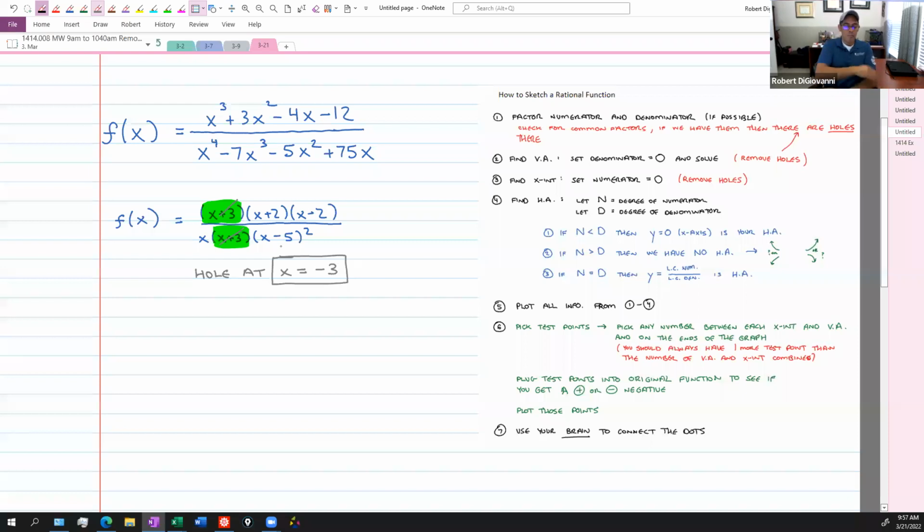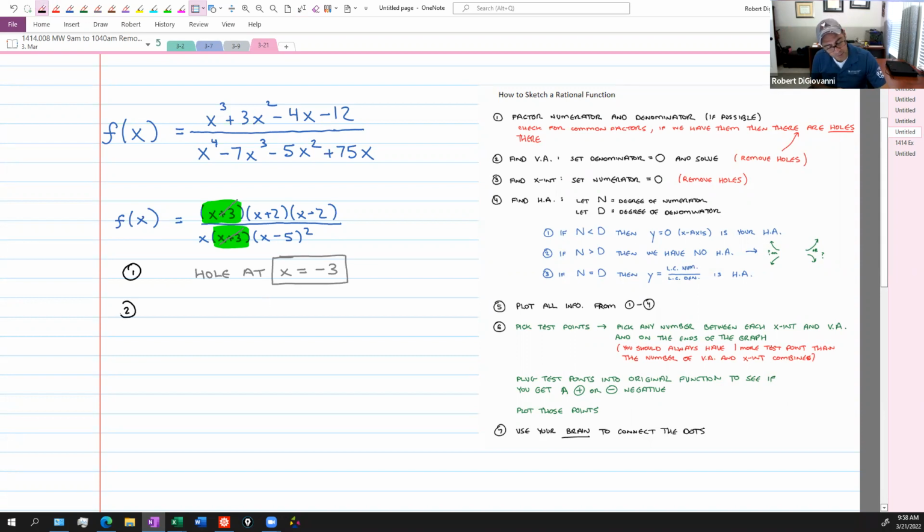Okay. That's the first time we've had this happen, right, on a problem like this. So we'll have to keep that in mind when we draw the picture, right, that there's a hole there. And the good news is we no longer have to consider these factors. We can cancel them out. They're gone, but we have a hole at -3. Okay, that's it. Step 2. Let's move on. This is step 1.